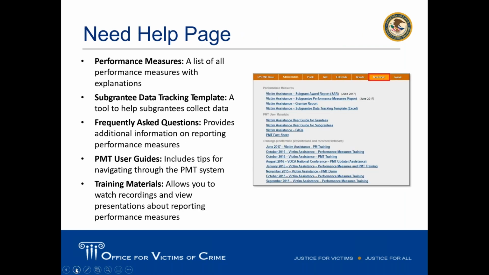And if you need help, you can go to the Need Help page. In performance measures, there's a list of all performance measures with explanations. The sub-grantee data tracking template is a tool to help you collect the data. Frequently asked questions provides additional information on reporting performance measures. And the PMT user guide includes tips for navigating through the PMT system, and training materials.